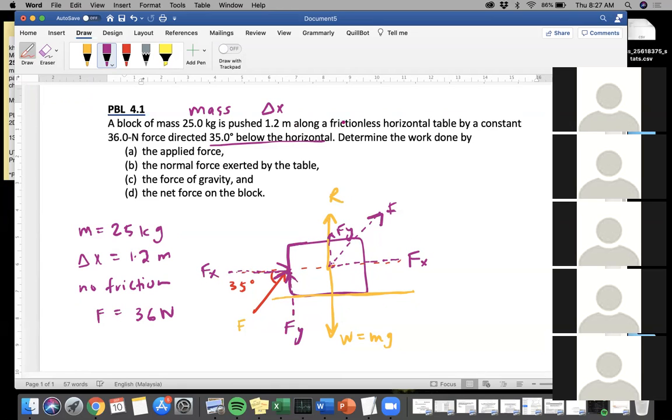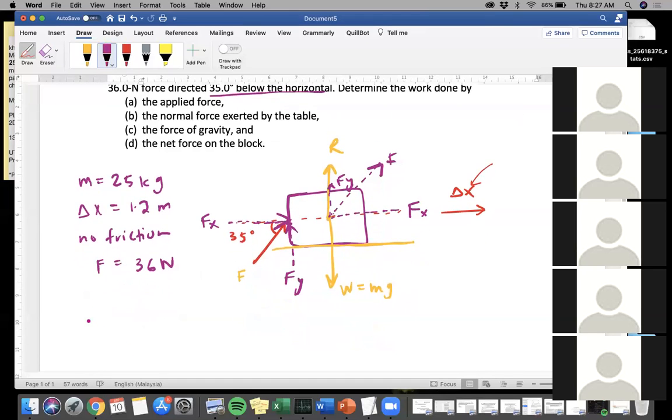Vice versa. It's asking you the applied force. So what is the component that is parallel to the displacement? We haven't labeled our displacement yet. Displacement is this way, assuming it's to the right. What is the component that is parallel to displacement? Anyone? Work done by Fx. Okay, so the component that is parallel to the displacement is Fx.